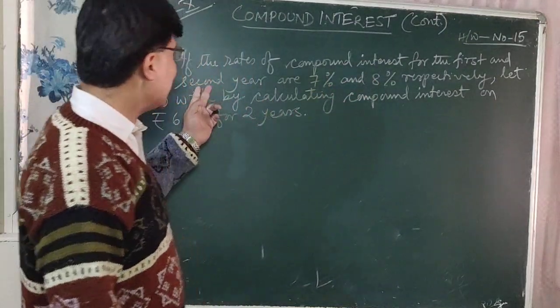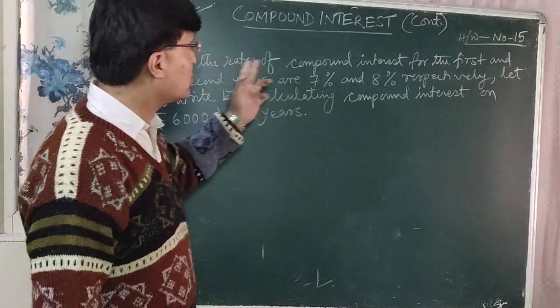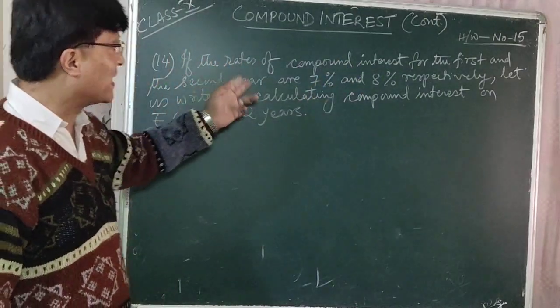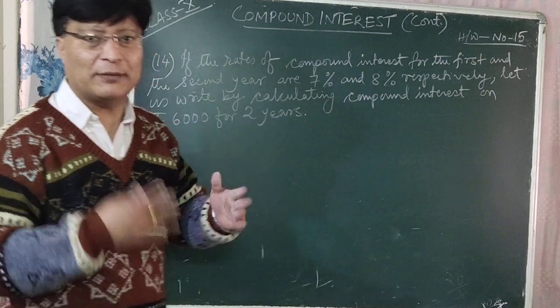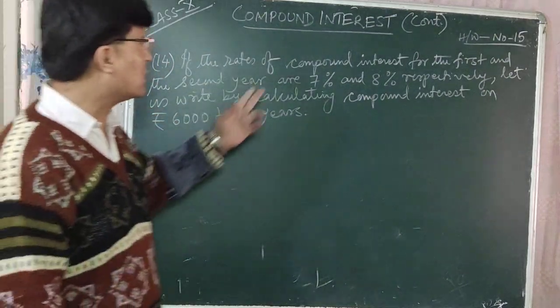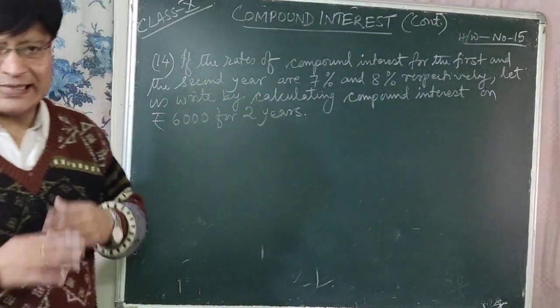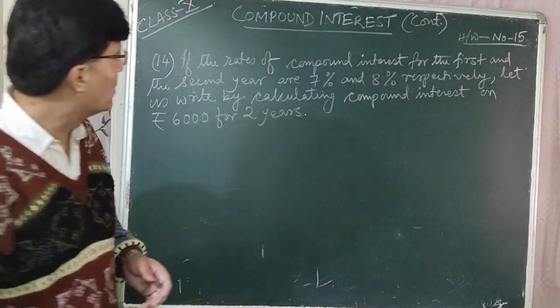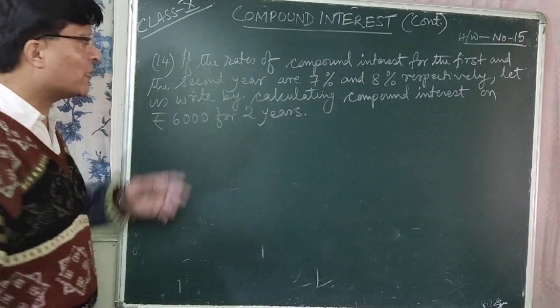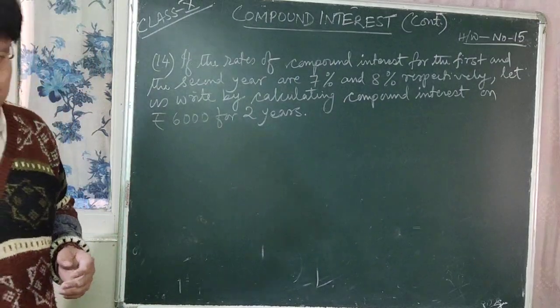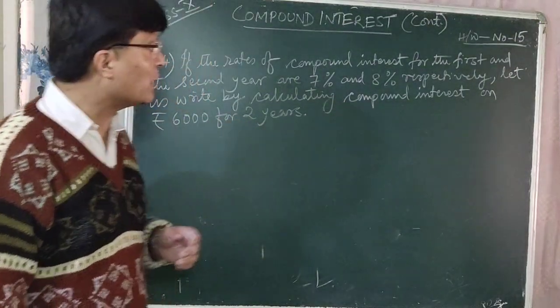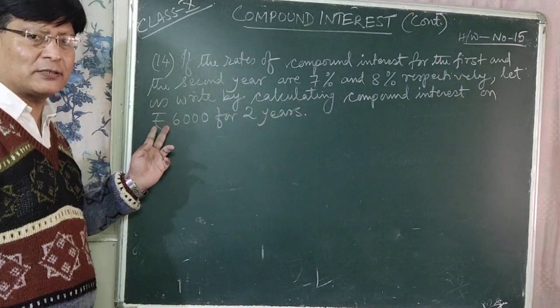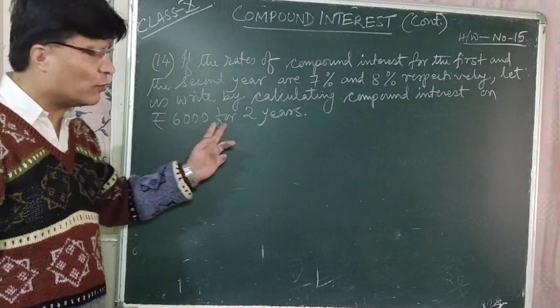And in the second year, what is the rate of compound interest? It is 8%. In the first year the rate of compound interest is 7%, and in the second year the rate of compound interest is 8%. Okay? So now, let us write by calculating the compound interest. You have to calculate the compound interest on rupees 6,000 for how many years? 2 years.